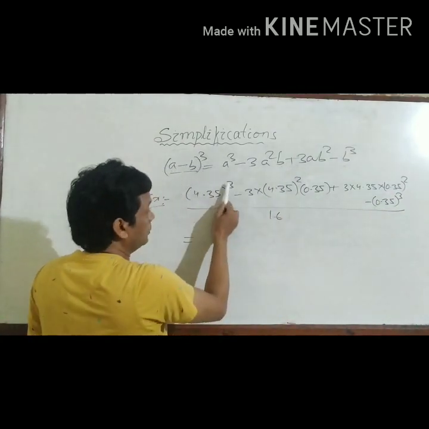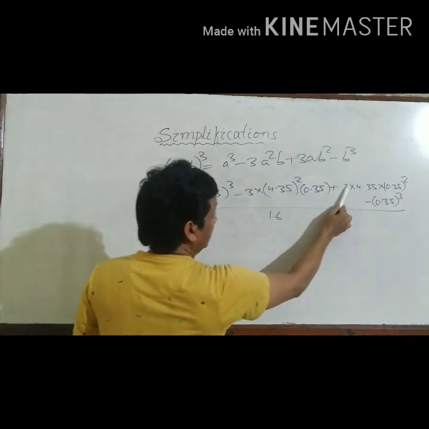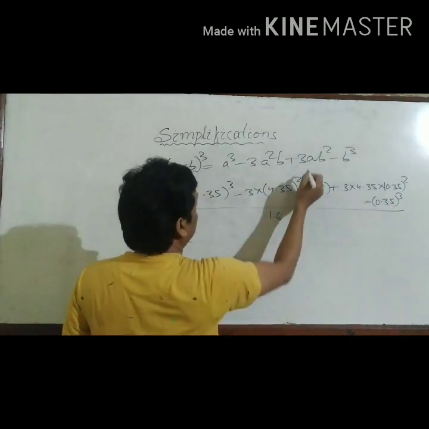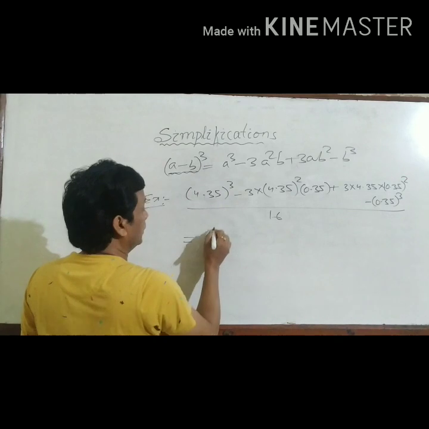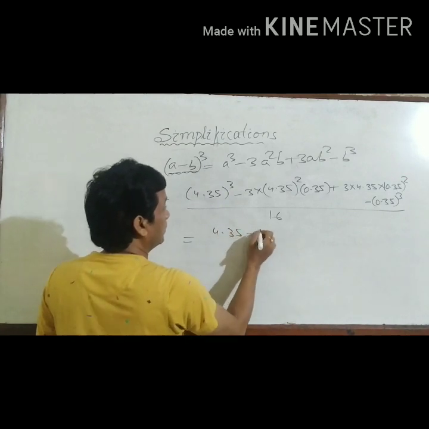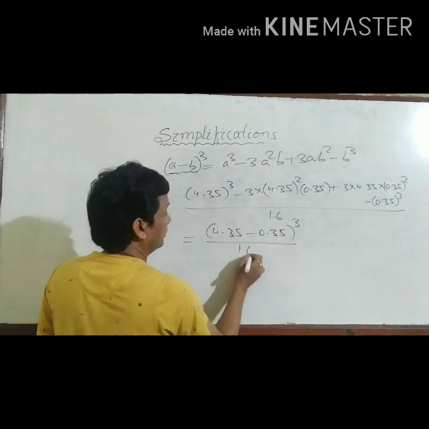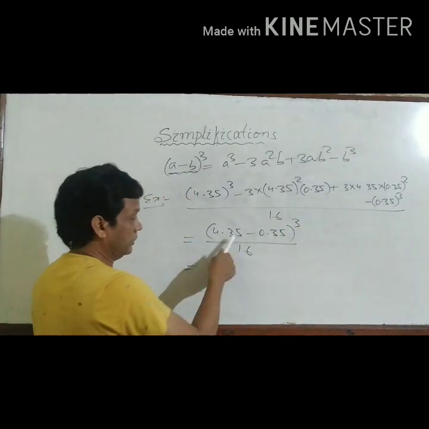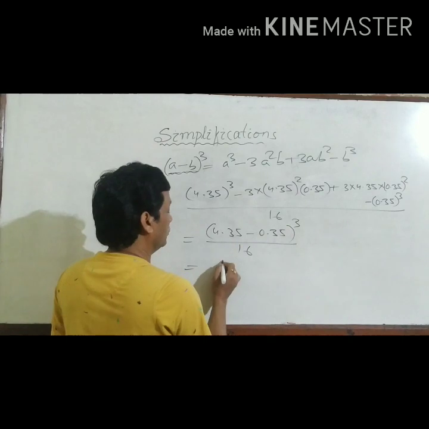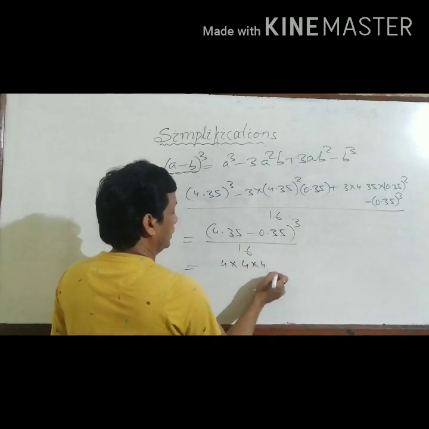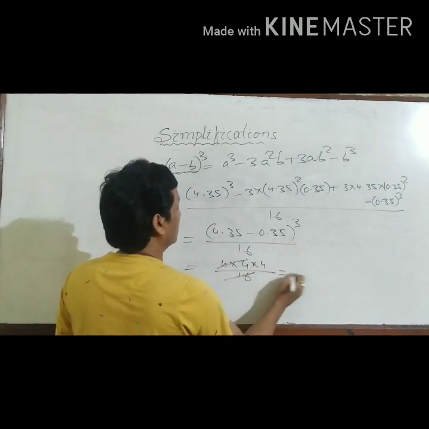See here, a³ - 3a²b + 3ab² - b³, and the formula is (a - b)³. That will be (4.35 - 0.35)³ divided by 16, and the numerator is 4 within the bracket, 4³, 4 × 4 × 4 divided by 16. So the answer is 4.